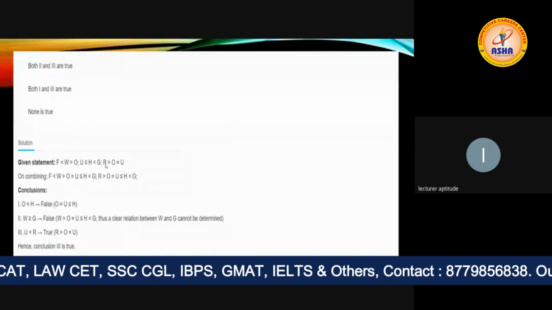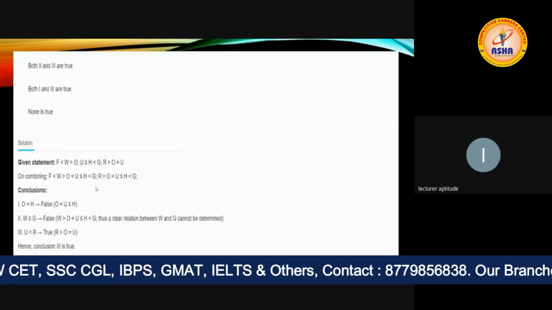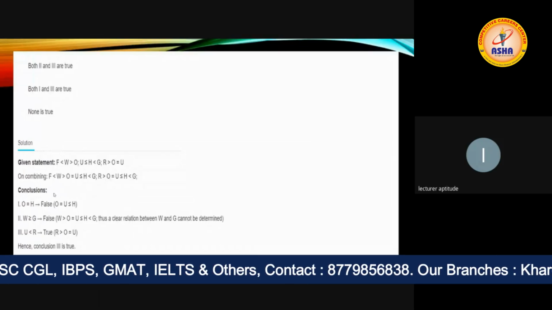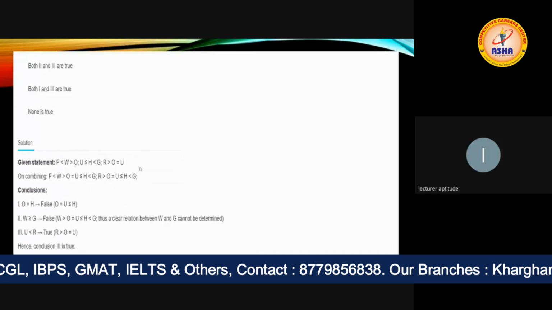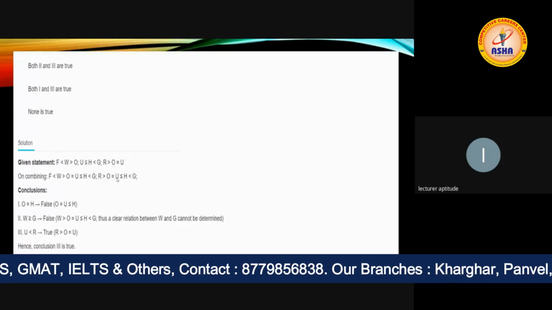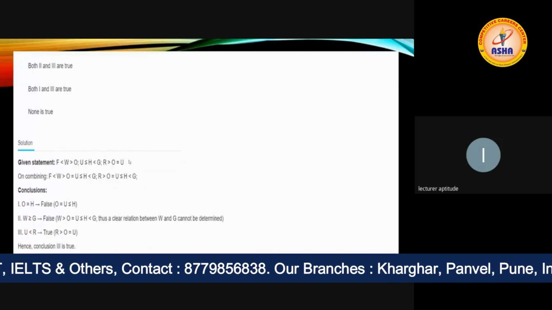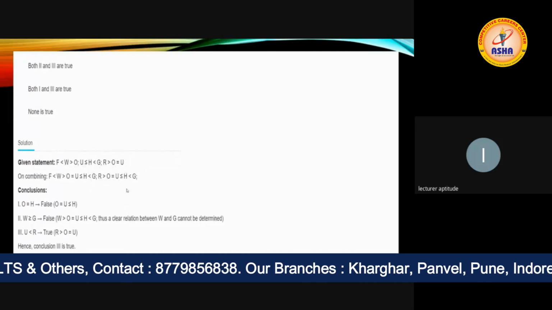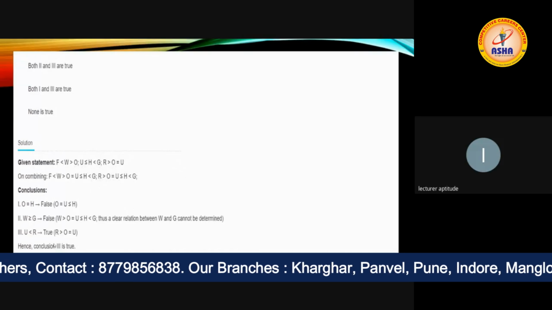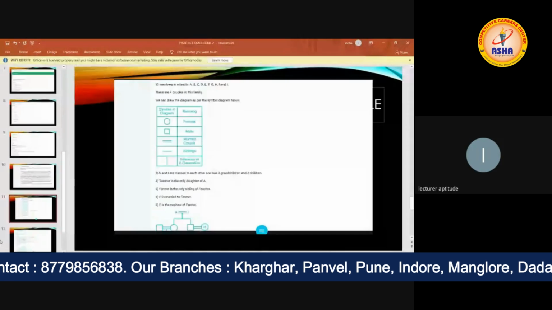But the issue here is, if there is any question regarding the relation between R and W, there will be an issue. So try to take it like this, combining the first two statements, then combining the second and third statements, R greater than O equal to U. You can write it like this, or you can write what I wrote also. That's also fine. Okay.